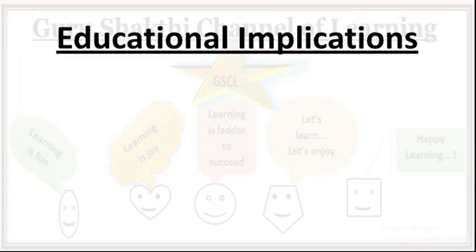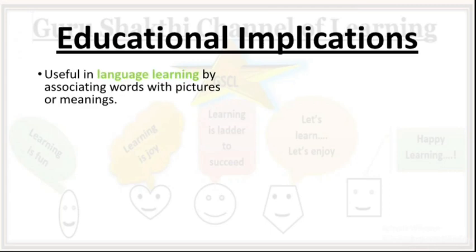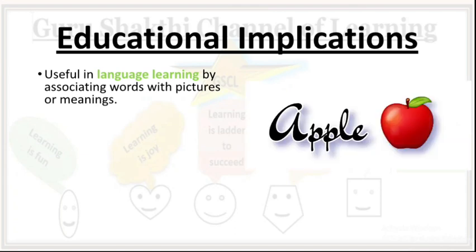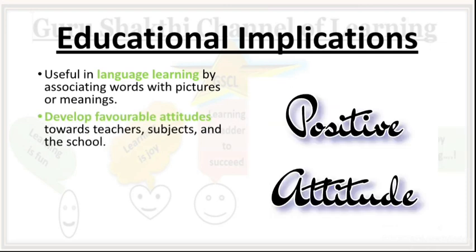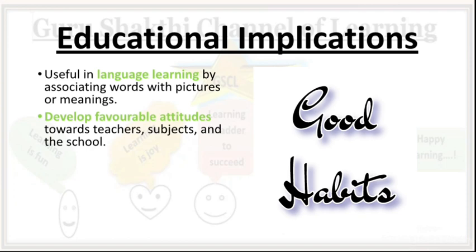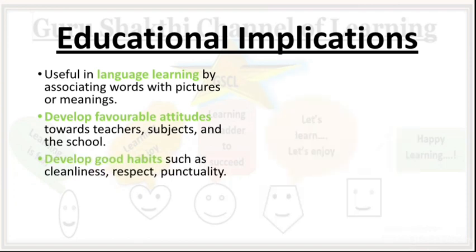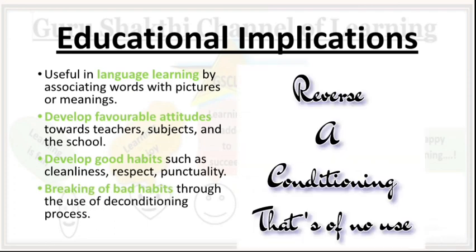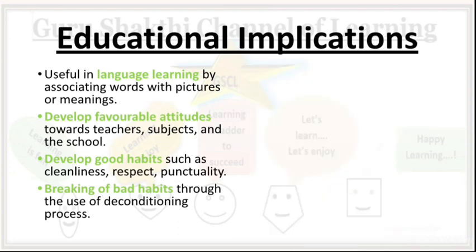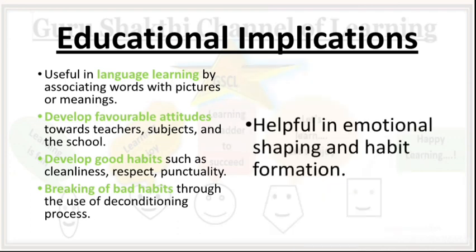So, what are the educational implications? As teachers, we can use these laws in learning situations, especially to create associations, such as associating a word with the object that it actually represents in languages, to develop certain favorable attitudes and habits among the students, and also to reverse the effect of negative conditioning that may not be useful to the particular child. So basically it is helpful in emotional shaping and habit formation.